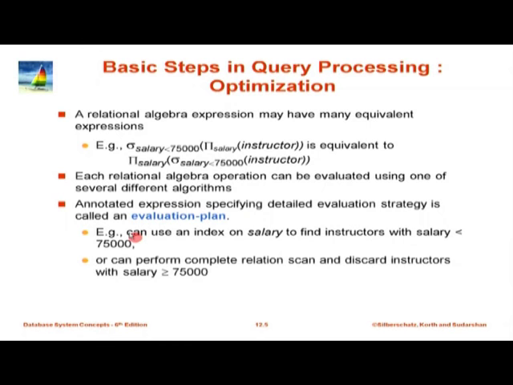Now, which plan is cheaper? It turns out it depends. It depends on what kind of an index it is, whether it's clustered or not clustered, on salary and so forth. So, the job of the optimizer is to look at these pieces of information, what indices are there, are they clustered and so forth, and determine which of these plans is likely to be cheaper.